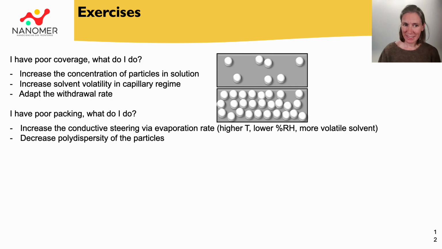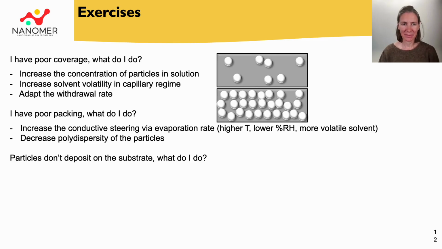One is you can increase the convective steering via evaporation rate, using higher temperature, lower relative humidity, or a more volatile solvent. Otherwise, you can decrease the polydispersity of your particles.